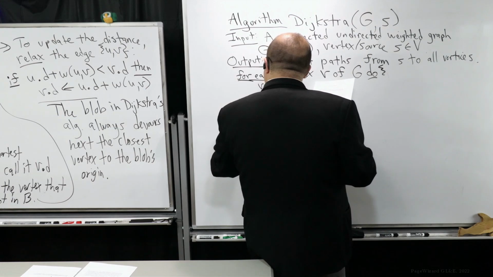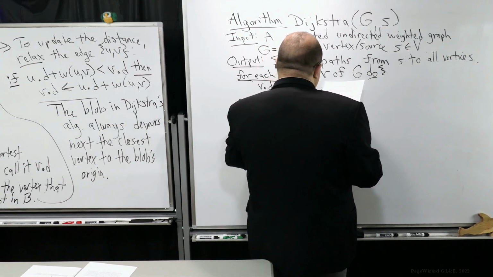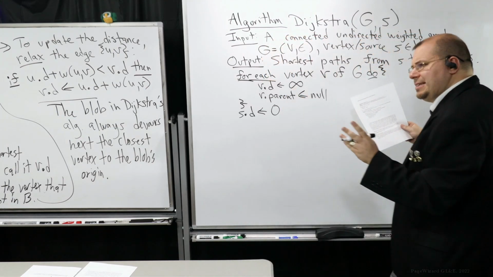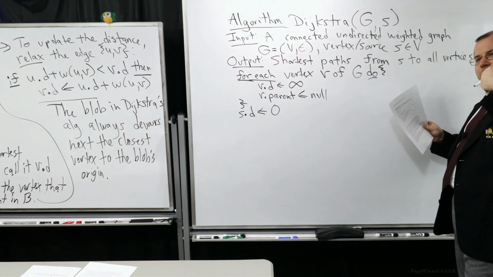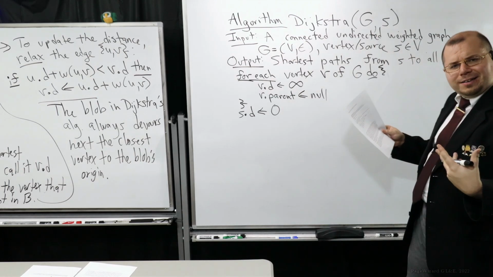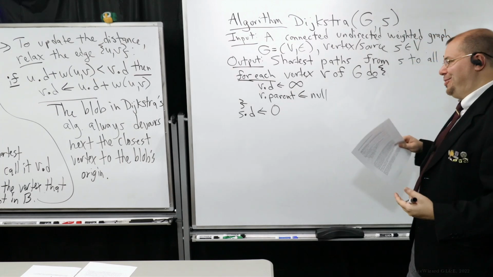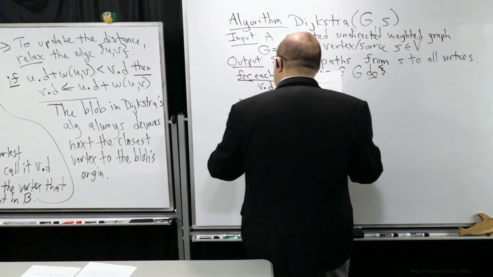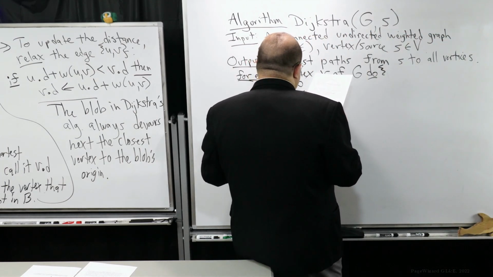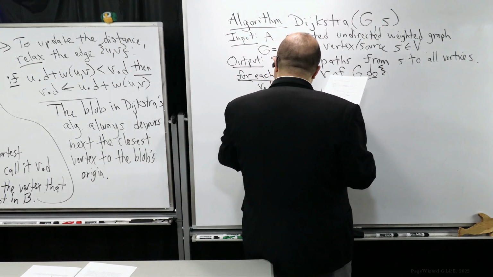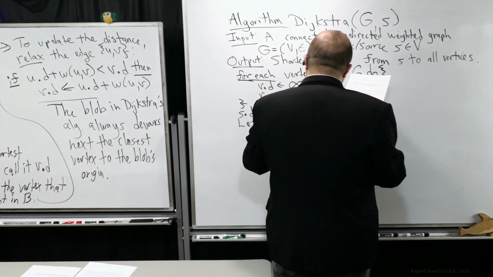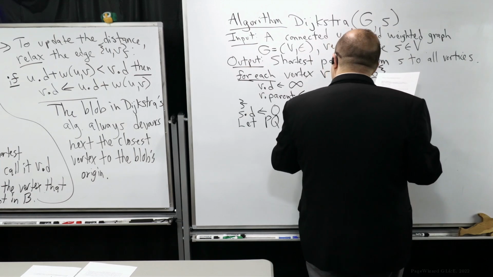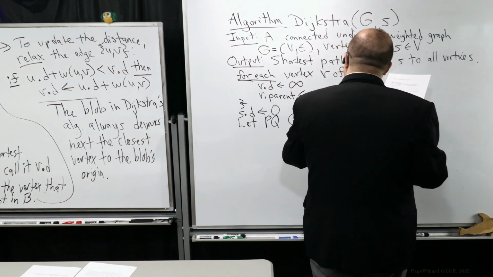So we start off by assigning the D value of the source to be 0, right? Because the shortest distance from S to itself is 0. There's nothing too mind-blowing about that. Then next, we're going to make the priority queue. We're going to call it Q. It's going to contain all the vertices.